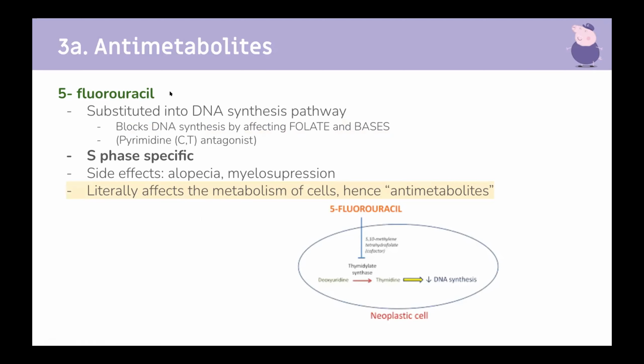And this first type of antimetabolite is basically where it is substituted into the DNA synthesis pathway. Okay, so it can basically block DNA synthesis because it substitutes itself for some sort of enzyme. Okay, and then hence it stops this pathway. Okay, and as a result, it is S phase specific in your cell cycle, and some side effects include your hair loss, and then your suppression of your myelin sheaths. And it also literally affects the metabolism of cells, hence it's called anti-metabolites.